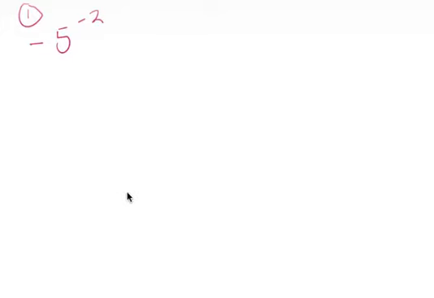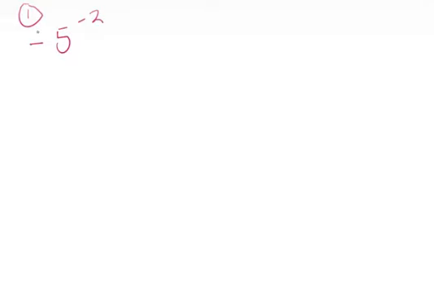Let us begin. Alright, we got a lot of exponential rules to go over, so let's start. We get -5 raised to the -2nd power. We can't have a negative exponent, so the first thing we gotta do is get rid of it.